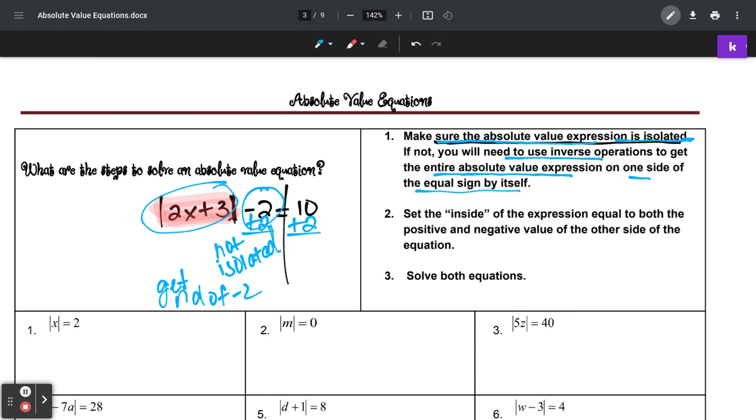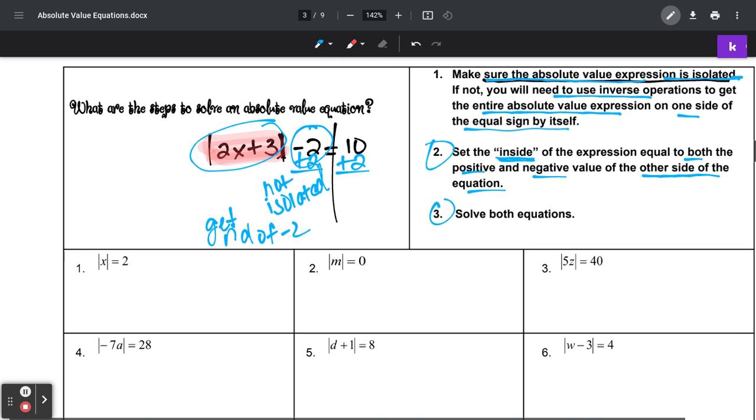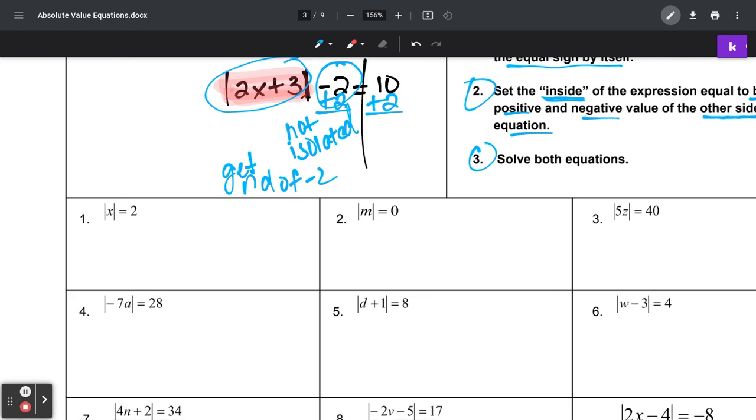Once you get that absolute value expression by itself, the second thing you're going to do is take what's on the inside and set it equal to both the positive and the negative value of what's on the other side of the equation. And then you're going to solve both. So we're just going to take a look at these real quick.